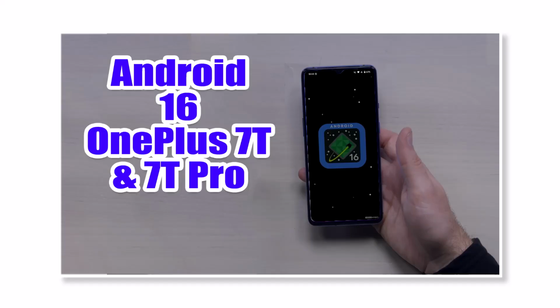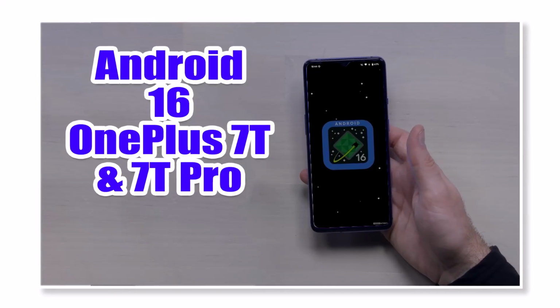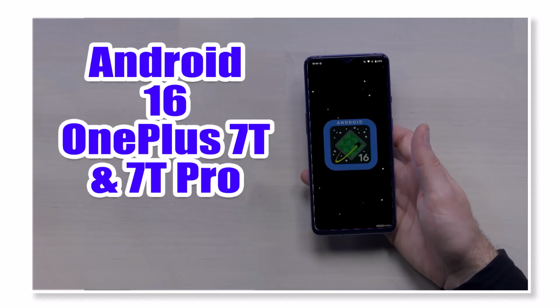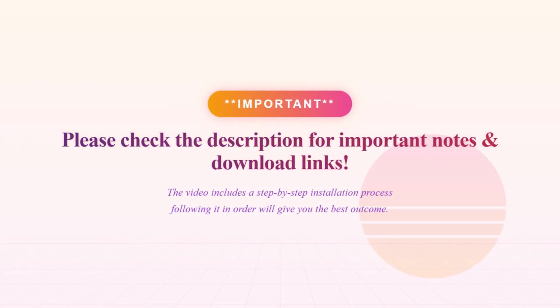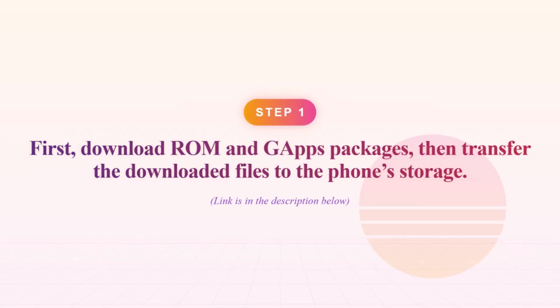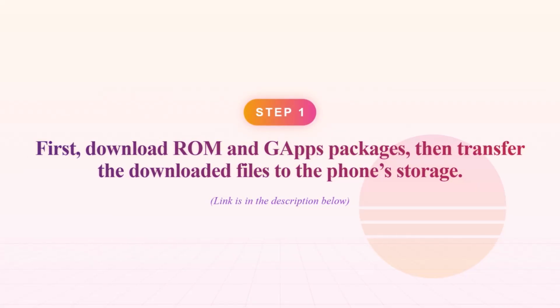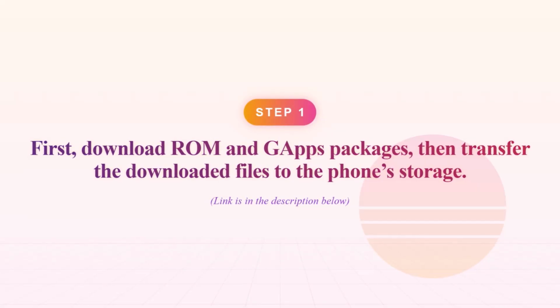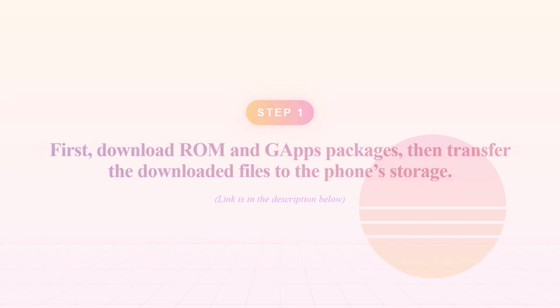Install Android 15 on OnePlus 7T and 7T Pro via LineageOS 23. Please check the description for important notes and download links. First, download ROM and GApps packages, then transfer the downloaded files to the phone's storage.